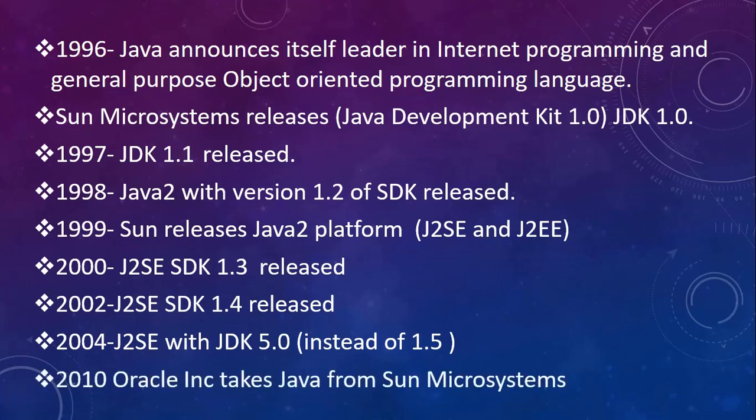In the year 2010, Oracle Inc., just another big name in software companies, known for its powerful database and data warehouse, takes over Sun Microsystems, so Java became the property of Oracle. So from 2010 onwards, Java is no longer associated with Sun Microsystems but with Oracle Inc.